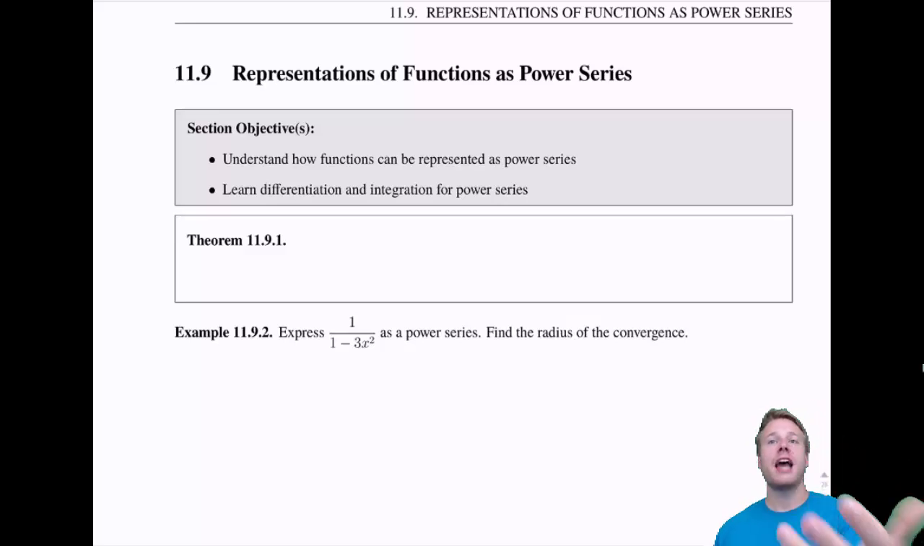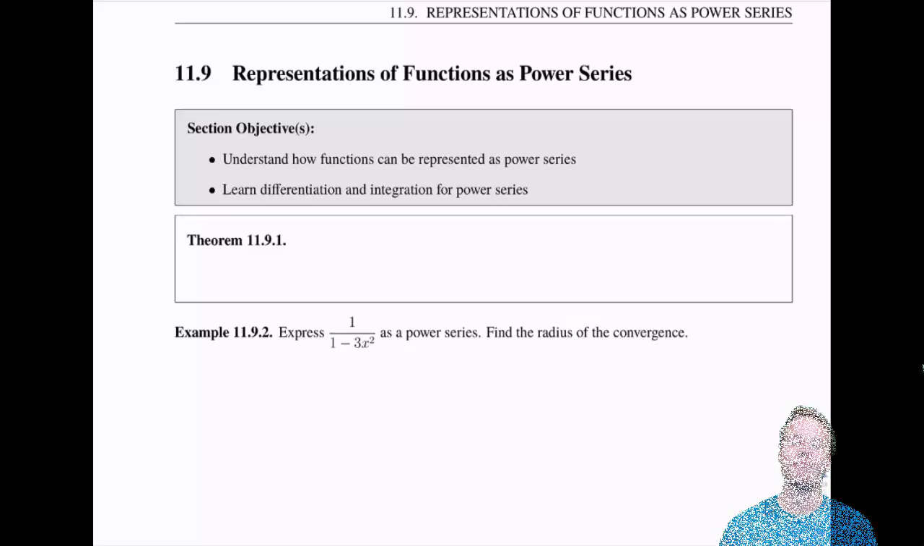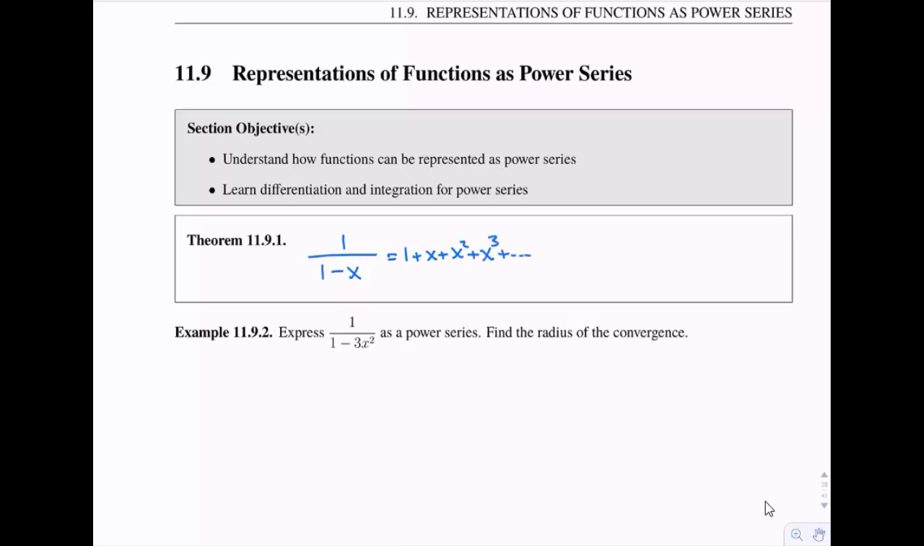So in this section, we're going to understand how functions can be represented as power series, and then finally, we're going to learn how to differentiate and integrate power series. Let's get to it. All right, so our big theorem comes from this idea of geometric series, and that is 1 over 1 minus x is equal to 1 plus x plus x squared plus x cubed plus dot dot dot, which is the same thing as the sum from n equals 0 to infinity of x to the n.